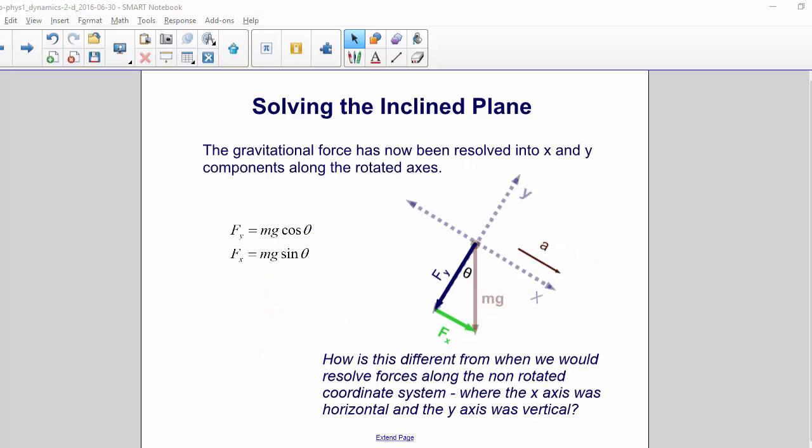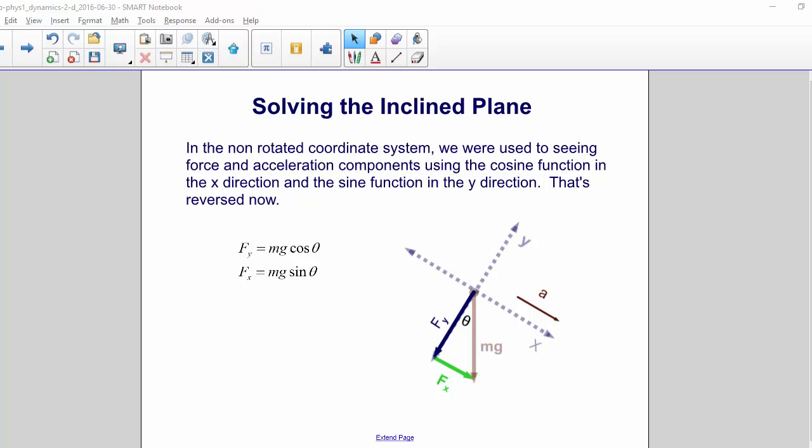So now the gravitational force has been resolved into x and y components along our rotated axes. The y component is mg cosine theta, and the x component is mg sine theta. How is this different from when we would resolve forces along the non-rotated coordinate system, where the x-axis was horizontal and the y-axis was vertical?